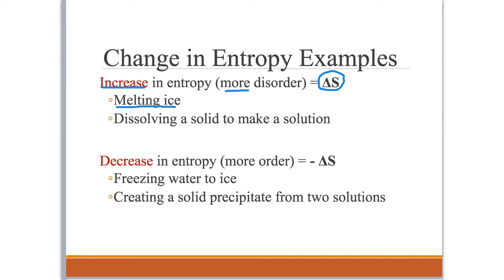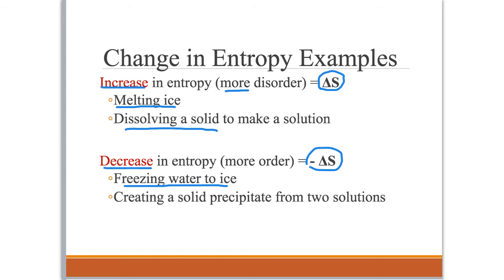And then, as I said on the previous slide, if you dissolve a solid to make a solution, then you also are increasing the disorder, you are increasing the entropy. Going the opposite way, decreasing the entropy, it would be a negative delta S if we were putting it in a formula. And so taking something that is liquid and turning it into solid, such as when you freeze water into ice, would be putting more order into those molecules.